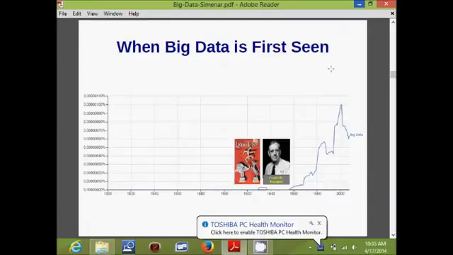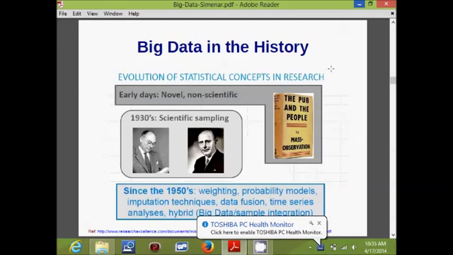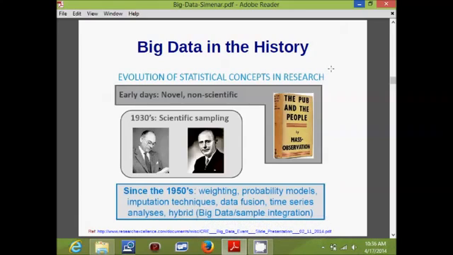Then you can see here that this is 1960. In the 50s, the term big data started to appear and be used more and more, basically in statistics. So in the 30s and 50s, the statisticians started using the term big data, when they started weighting, probability models, data fusion, time series analysis, and so on. So the term is not totally new, but nowadays it's used more and more as we can see the data extensively available through the different technologies and devices we have nowadays.